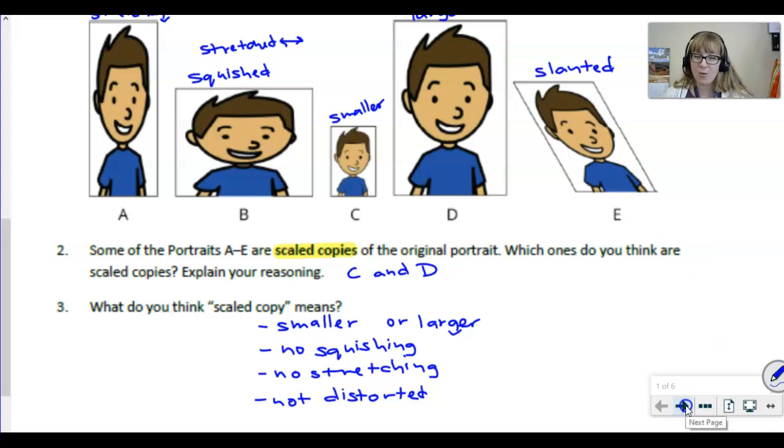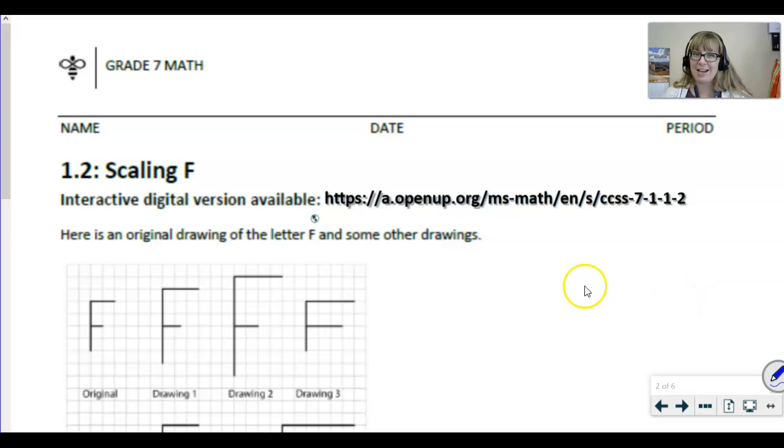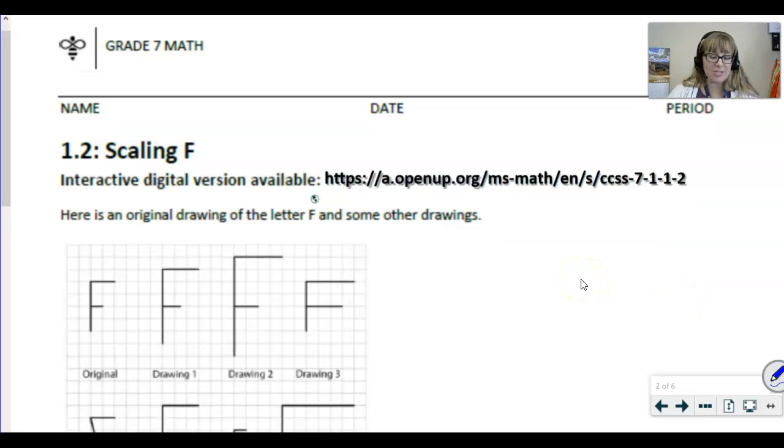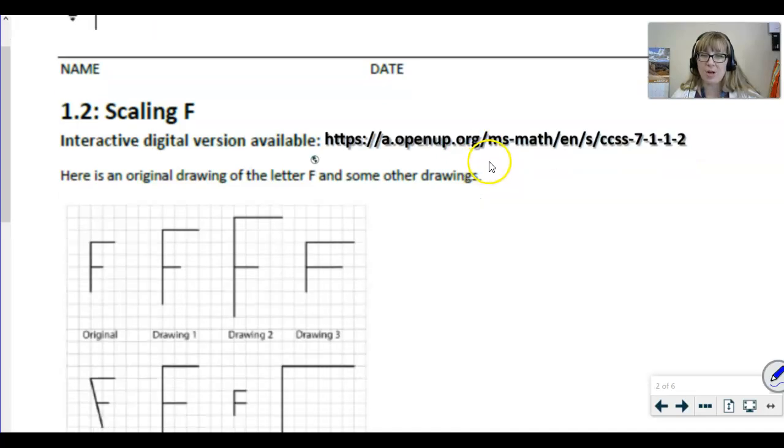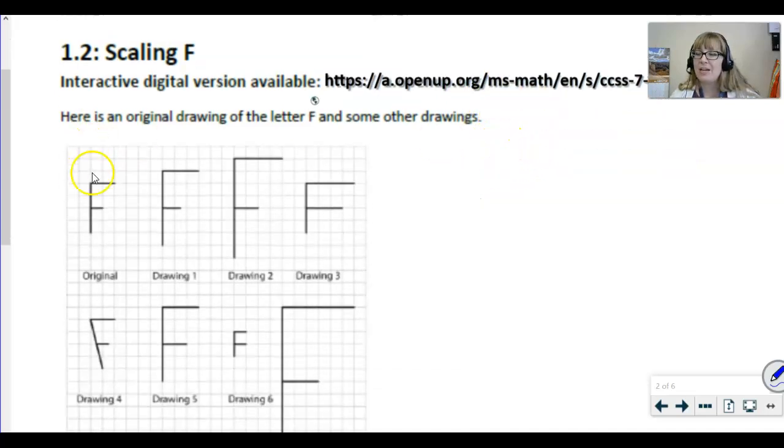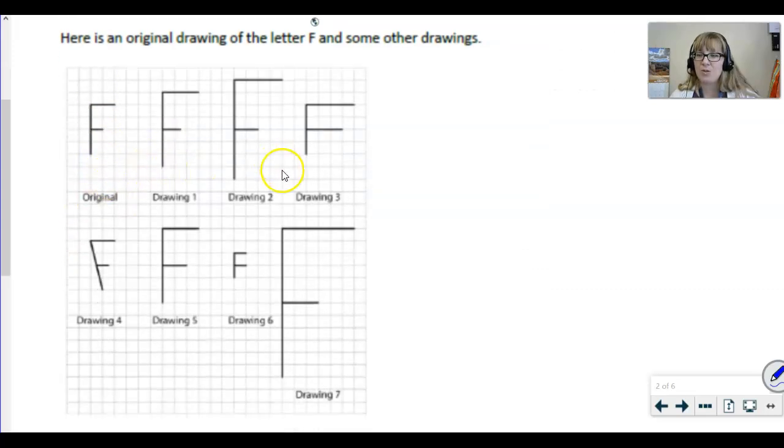Okay, now, here is your next exercise. And this one's been kind of an interesting exercise for the students in class. It's scaling F. So again, you have a digital version of this, which we will get to in just a second, and hopefully that will also help you make sense of it. But here is our original F. And we have a couple other drawings. We have 1, 2, 3, 4, 5, 6, and 7. And I want you to identify all of the ones that you think are scaled copies. Now, I do want to warn you, not all of them are. Only some of them. So which ones do you think are?